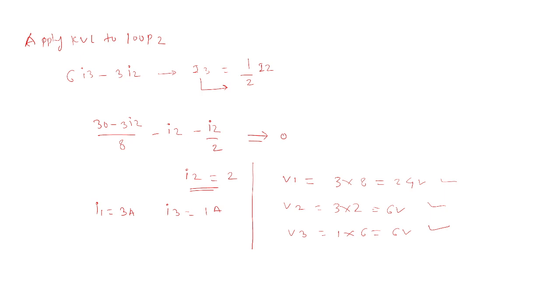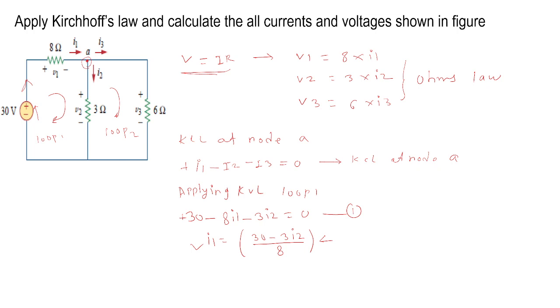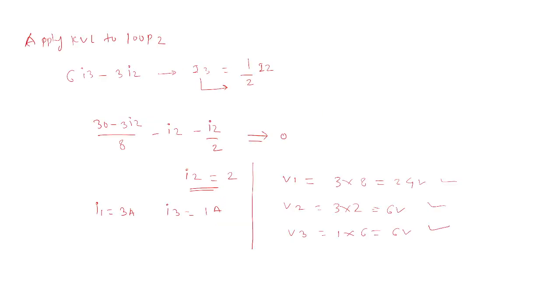Again, we know that we have found the values of all the currents, so we need to find the values of v1, v2 also. So v1 is equal to i1 into 8 ohm, that is 24. v2 is equal to i2 into 3 ohm, so it is 6 volt. And v3 is equal to i3 into 6, that is 1 into 6, that is 6 volt. So this is a very simple example. In this example we have found i1, i2, i3 and v1, v2, v3. I hope it is clear to all.